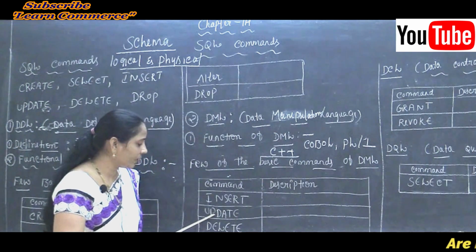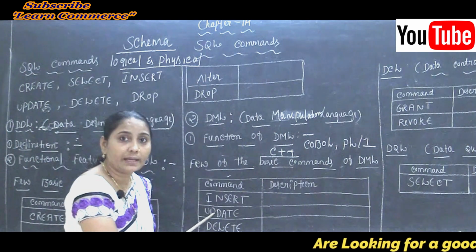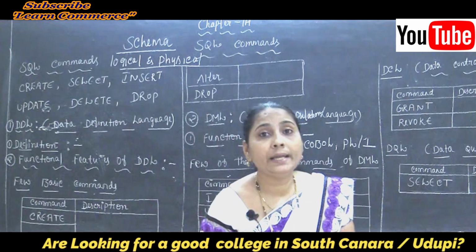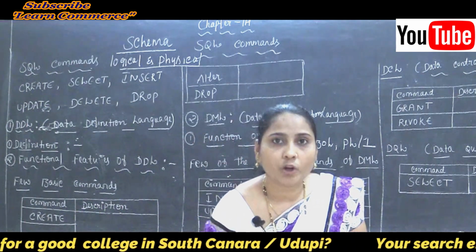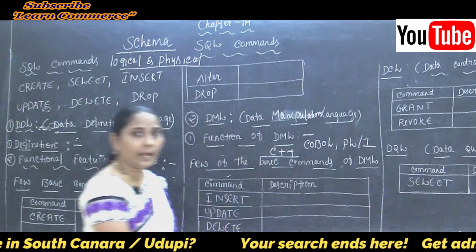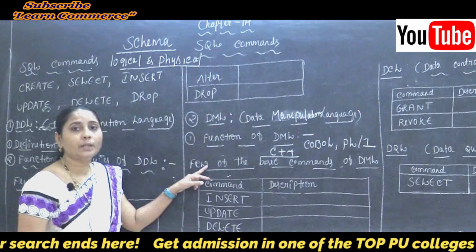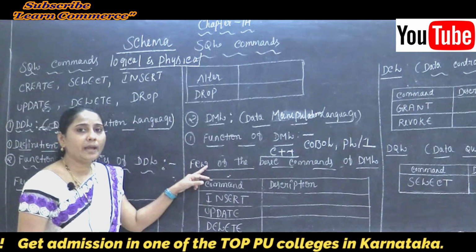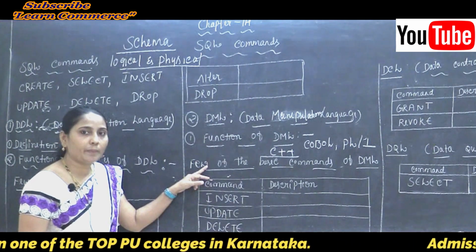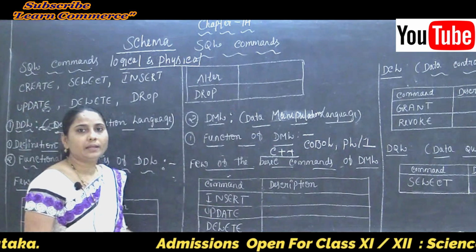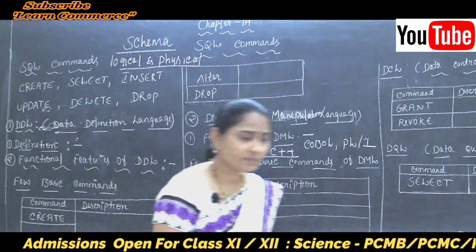And later, the next one is update, which modifies a record. And the last one is delete, which deletes a record. Maybe there is some record you want to delete; we can do that by using the delete command. So these are the basic commands of the DML: the first is insert, the second is update, and the third is called delete.